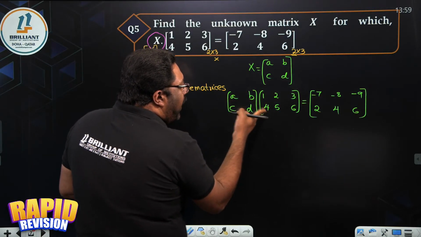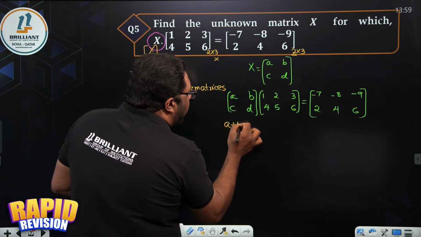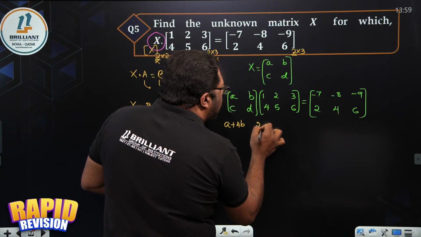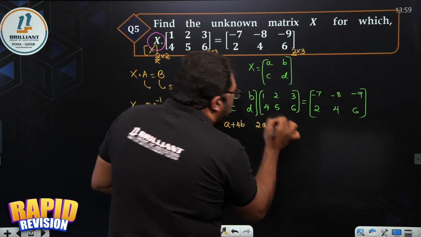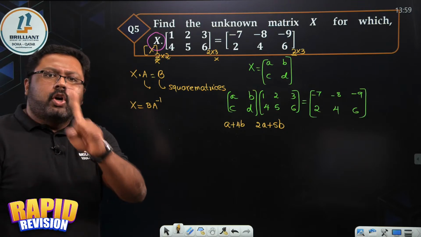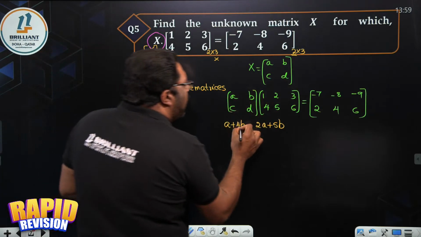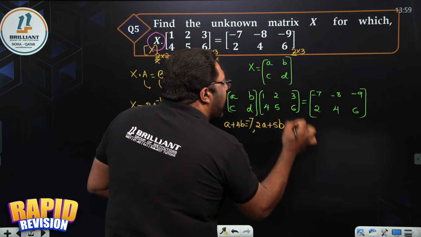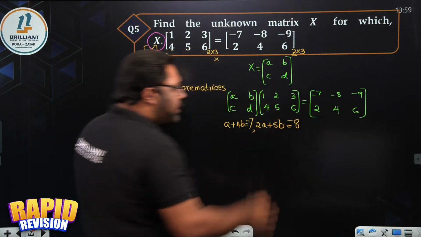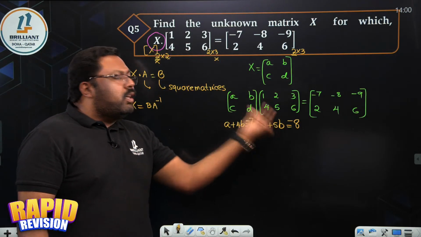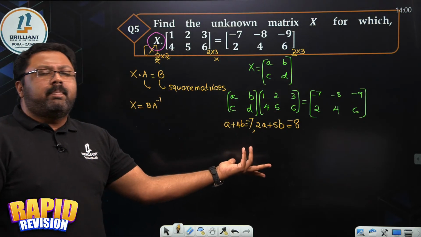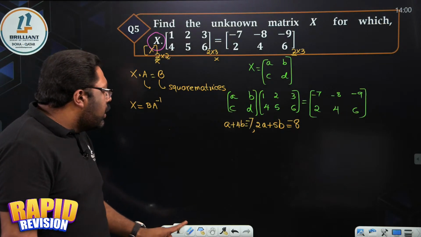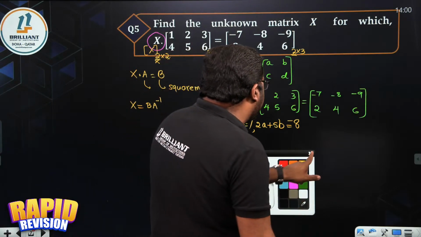The first row multiplied with the first column, you will get A plus 4B. The first row multiplied with the second column, you will get 2A plus 5B. Don't go any further. The first element we know is negative 7. The second element we know is negative 8. So I got two equations in terms of A and B. Just simply solve them using method of elimination. You will get the values of A and B. So I'm just trying to solve the two equations, my dear students.